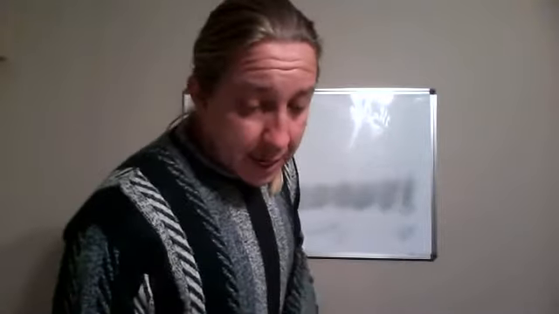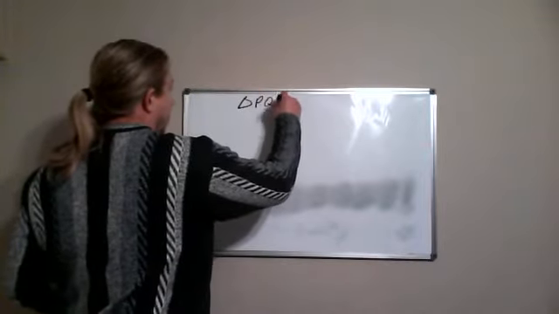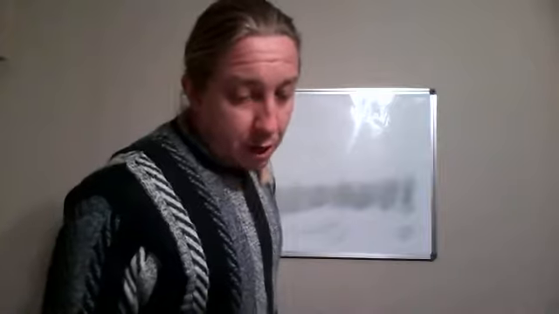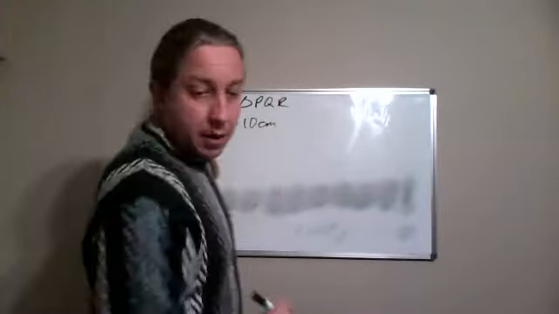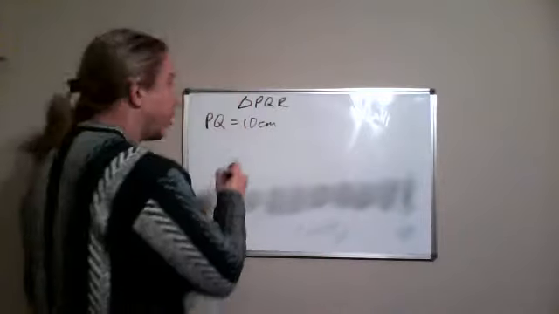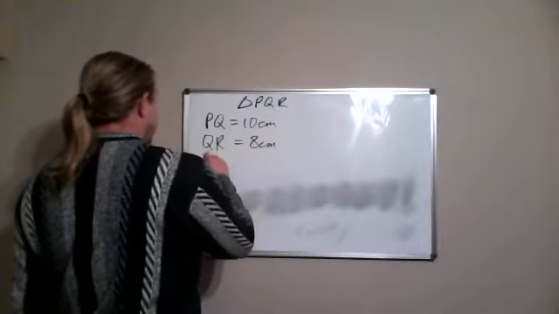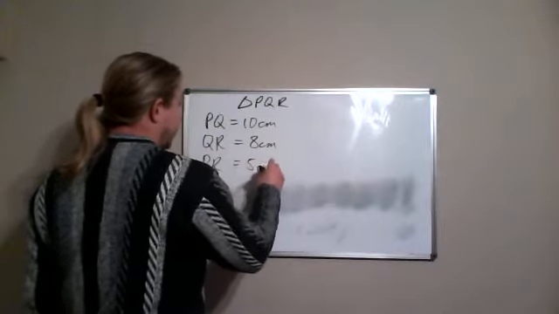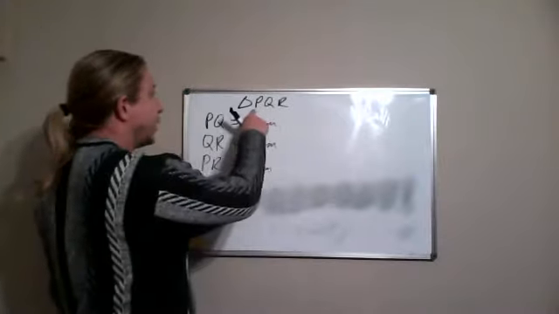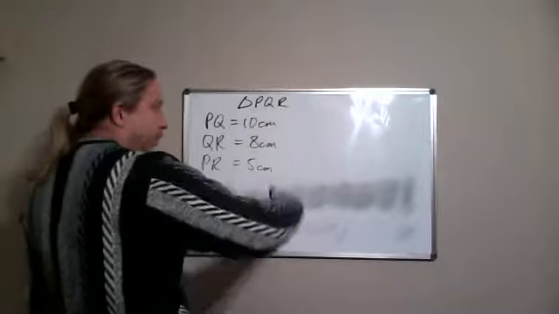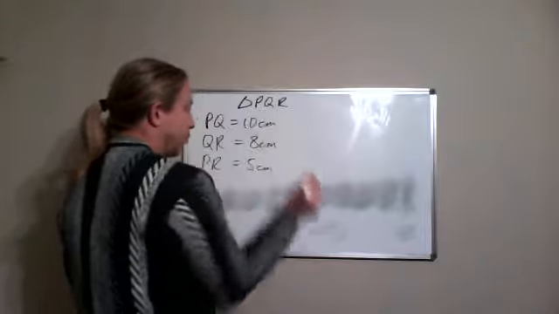So our first side, we have triangle PQR. Okay, and PQ equals 10 centimeters. Okay, QR is 8 and PR is 5 centimeters. Okay, that's the info that is given to us. Let's draw this triangle. Well, the order of letters tell you how you go around the triangle, so you can start with whatever letter, but keep them in the same order.